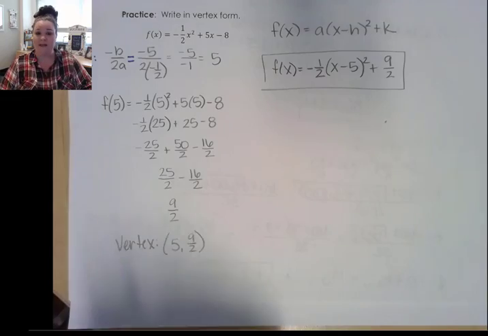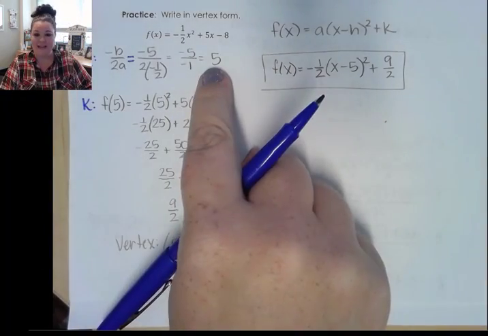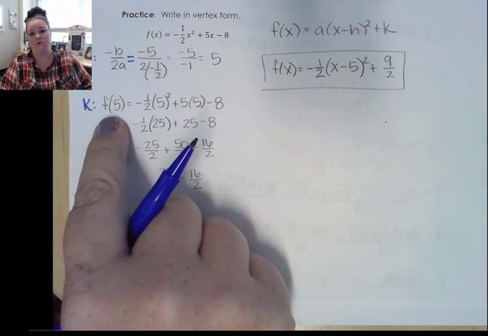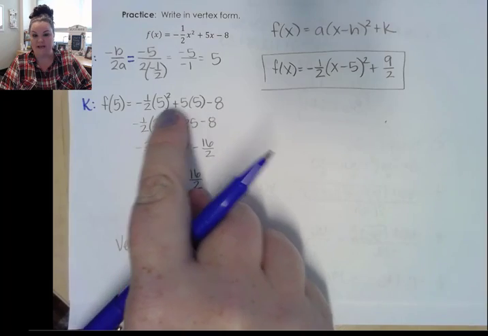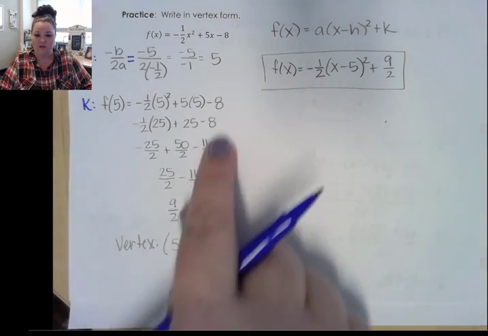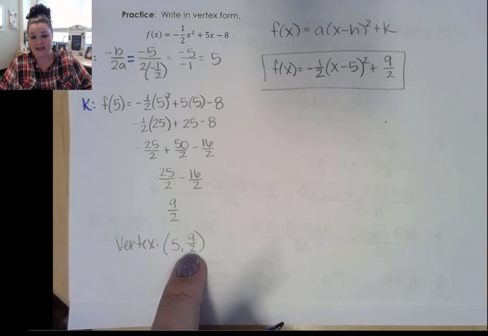So excuse me, that's our h value. To find our k value, we then take that h value and plug it back into our function. So I have written out our function with my input as 5, and when we do our simplifying, we should end up with 9/2 as our k value.